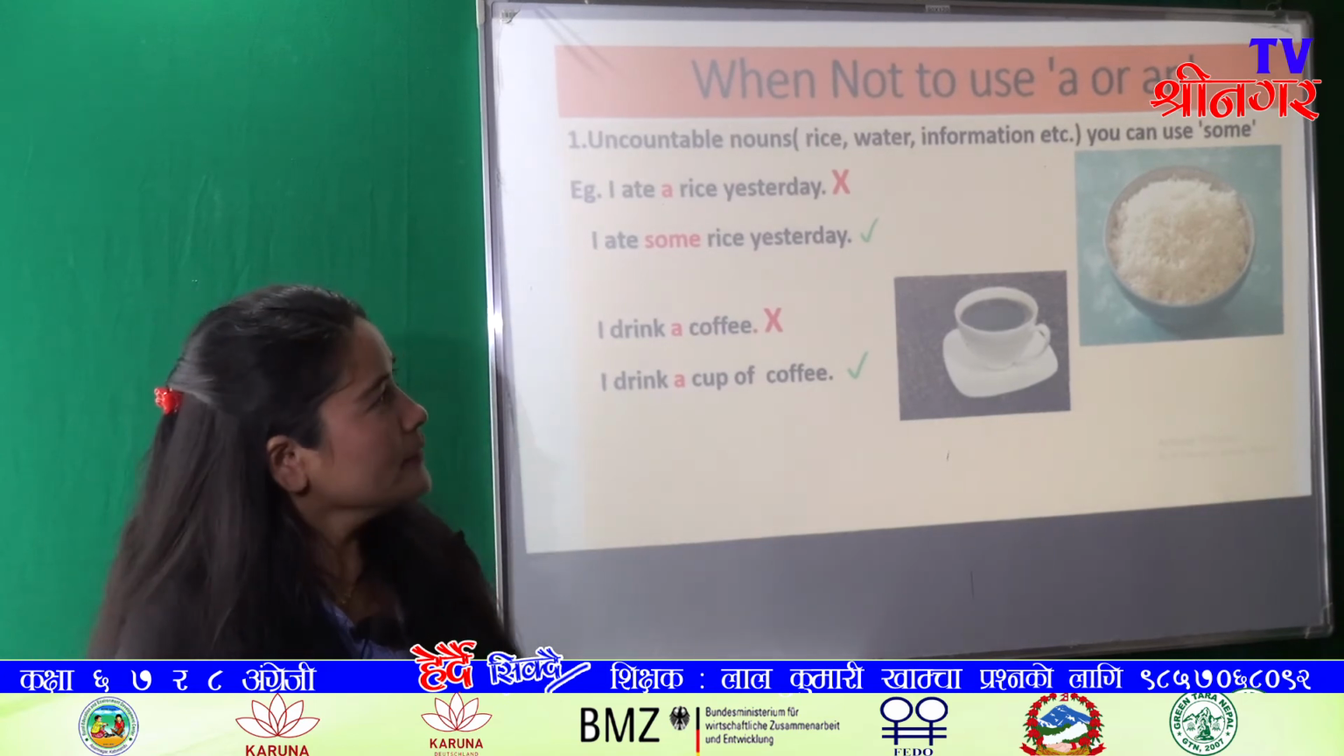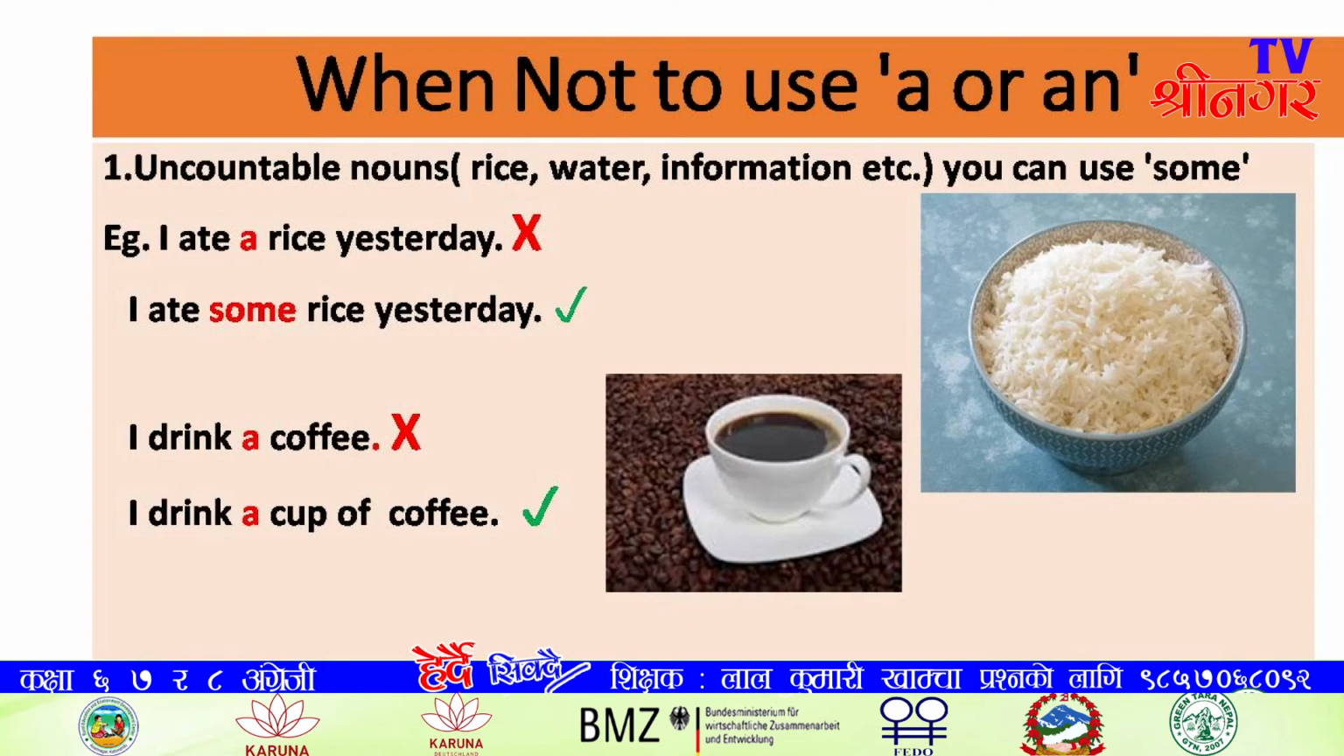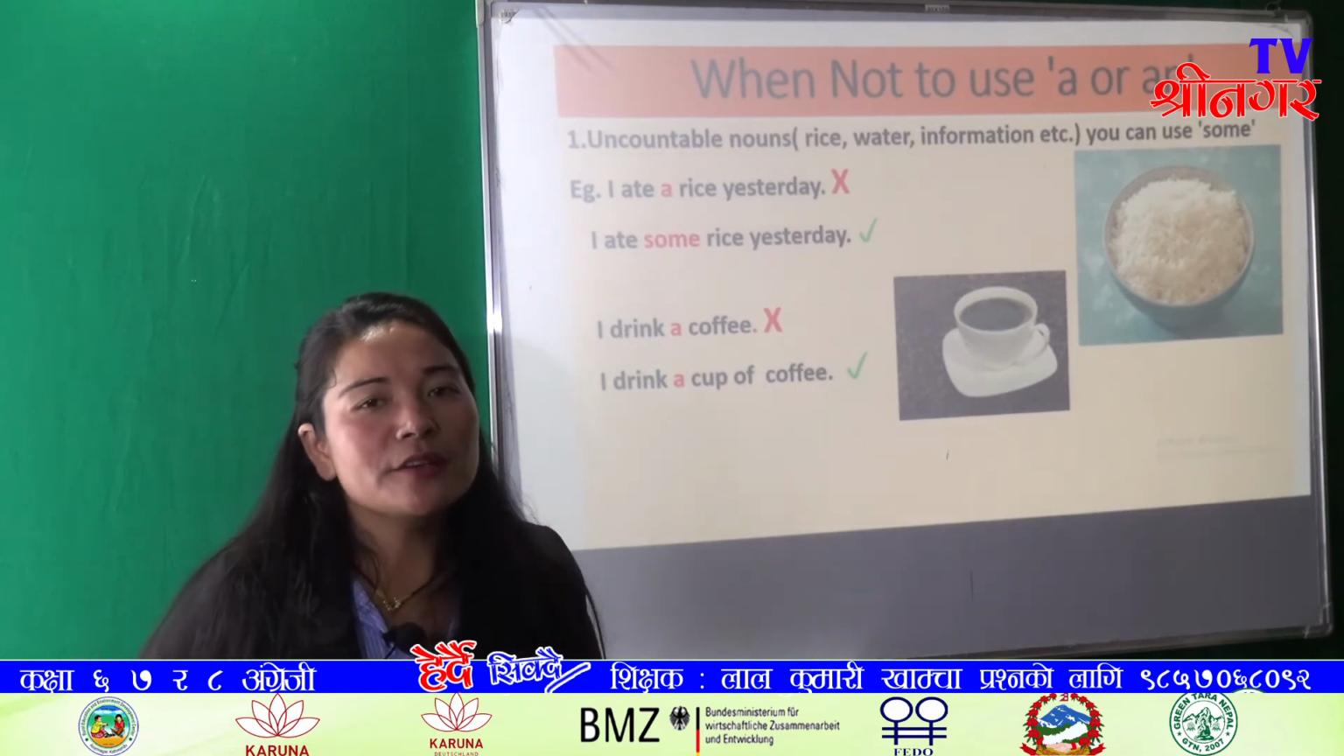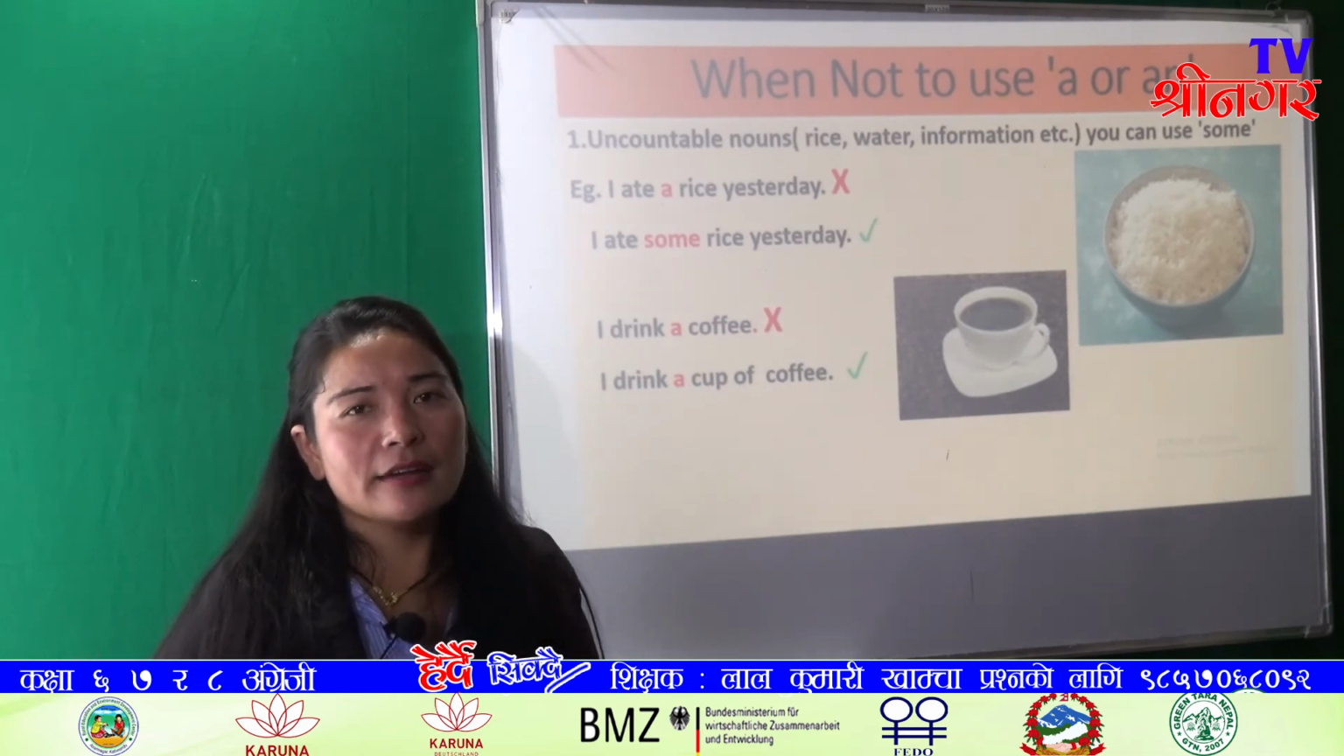Okay, and there are some cases where we don't use articles. Okay, and when not to use a or an. Before this we learned lots of situations or ways of using a and an. But now here we are going to learn when not to use them. Sometimes we cannot use article a or an.